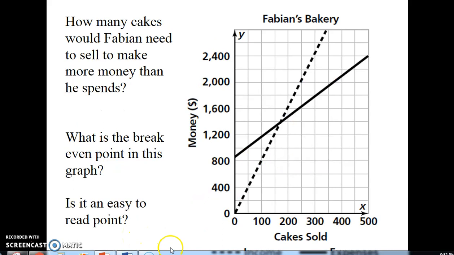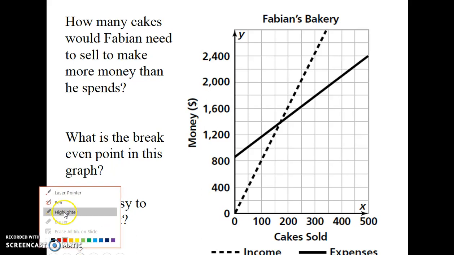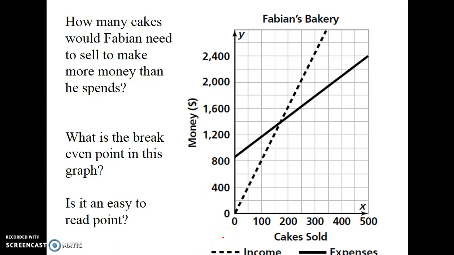So here's a graph to help us see what's happening. And this is not a graph that you need to draw. It's just one that we have here in the video for you. So we're going to use this graph to help us answer this question. How many cakes would Fabian need to sell to make more money than he spends in a month? So he wants to make a profit. He doesn't want to be in debt.